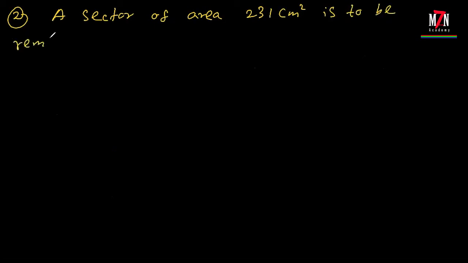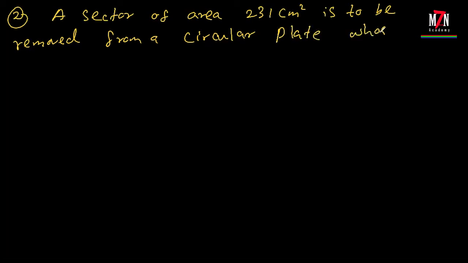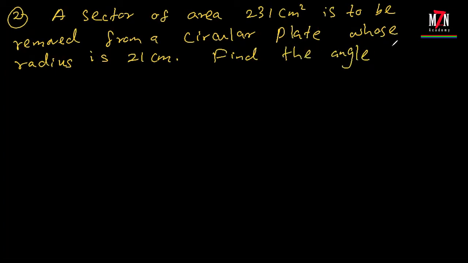The second example. A sector of area 231 square centimeters is to be removed from a circular plate whose radius is 21 centimeters. Find the angle subtended at its center.